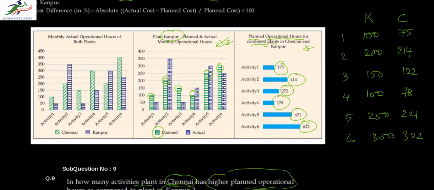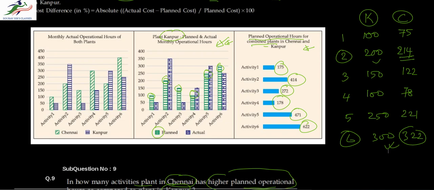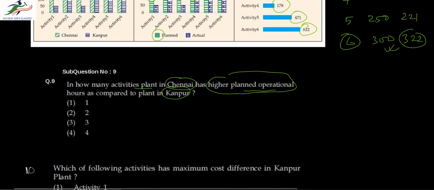And the question is, how many activities Chennai has a higher planned hour than Kanpur. So let's compare. So activity 2, we can clearly see Chennai is higher than Kanpur, and then activity 6, we can see Chennai is higher than Kanpur again. So there are only 2 activities where the planned hours of Chennai are more than that of Kanpur. So we see option 2, which has a value of 2, is the correct option.